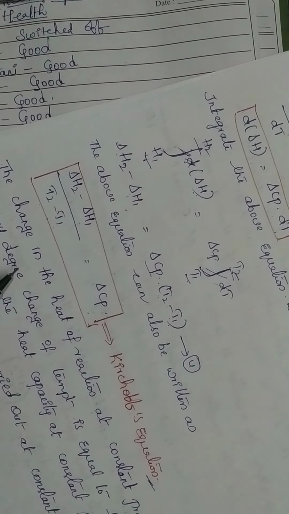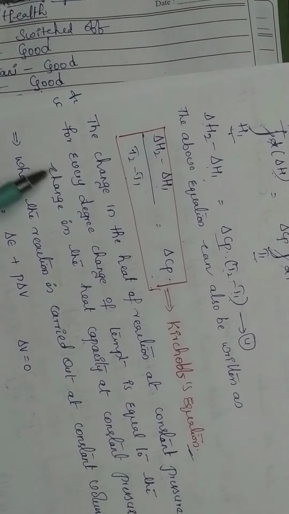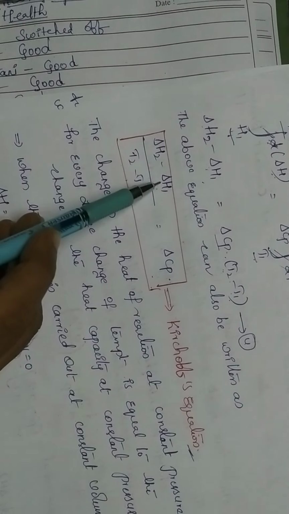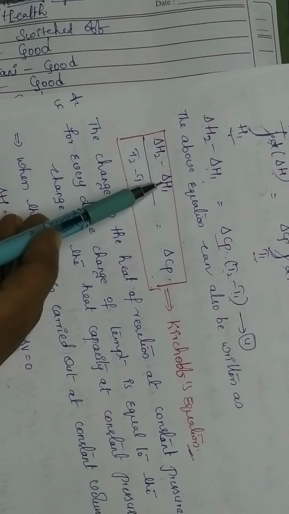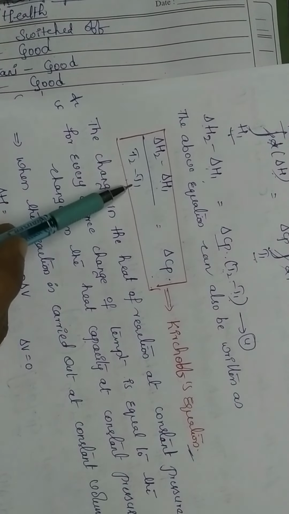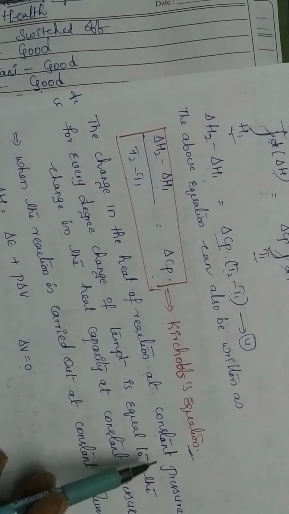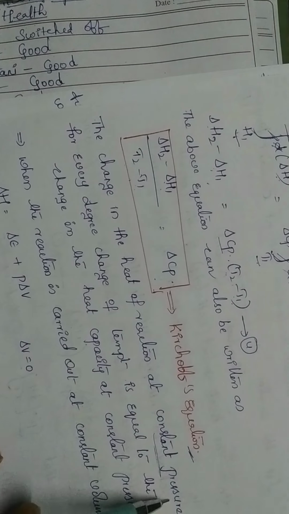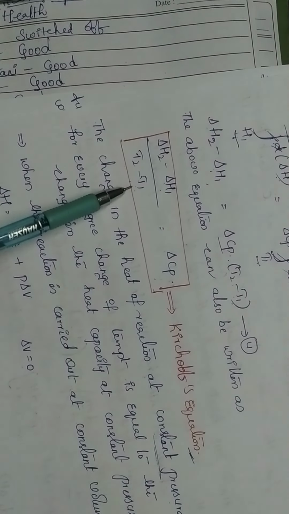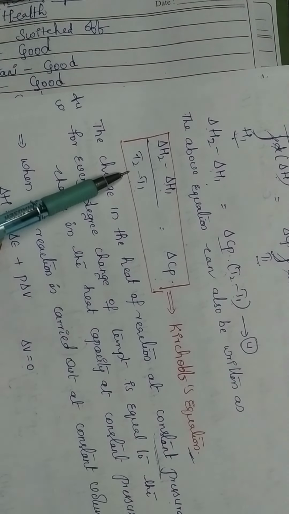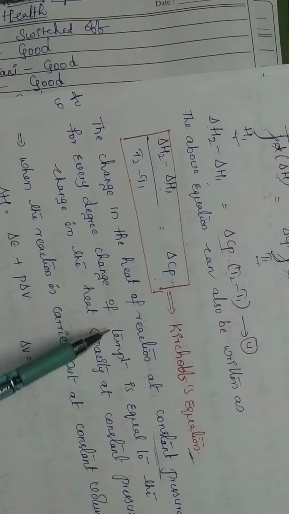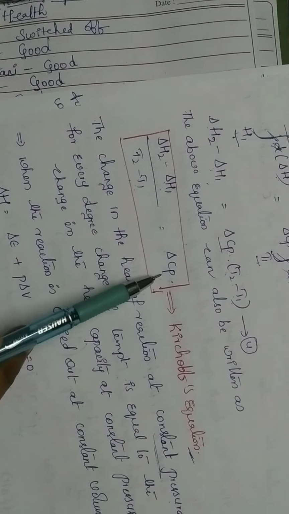So how can we define Kirchhoff's equation? It is the change in the heat of a reaction, or we can say the change in enthalpy of a reaction at constant pressure. This total equation we are taking at constant pressure. So the change in the heat of a reaction at constant pressure for every degree change of temperature. T2 minus T1 is nothing but the change in temperature, we can also write it as delta T. So for every degree change of temperature, it is equal to the change in the heat capacity at constant pressure.